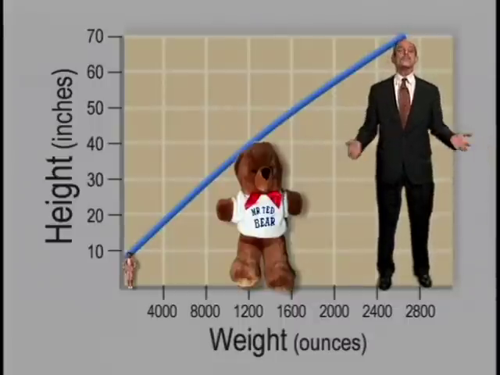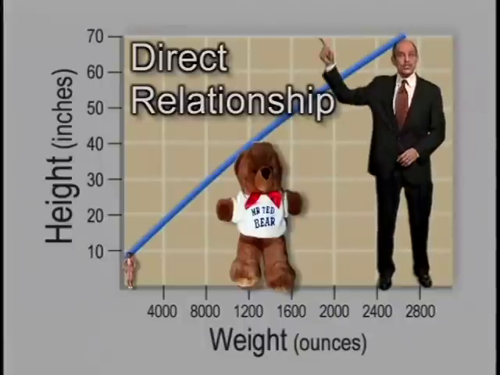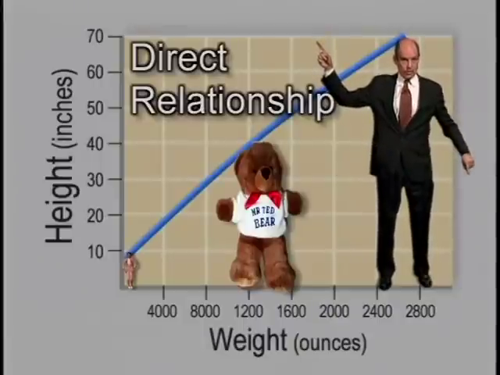This is what's called a direct relationship, since both variables change in the same direction. Height increases, weight increases. But not every relationship is direct. Sometimes when one variable increases, the other decreases.